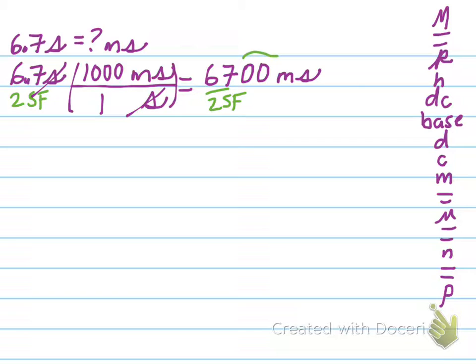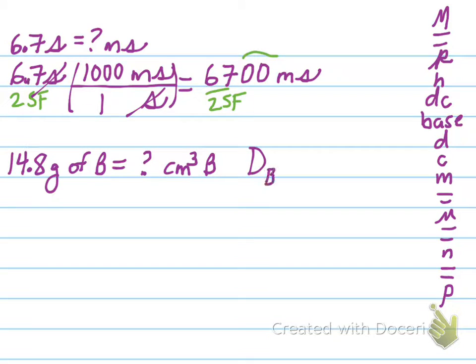All right, the last 2, and these are ones that you will see some problems like this possibly on your homework when you have a homework assignment. So 14.8 grams of boron, or we'll say use our equals again. How many cubic centimeters of boron? And the density of boron is 2.34 grams per centimeter cubed.